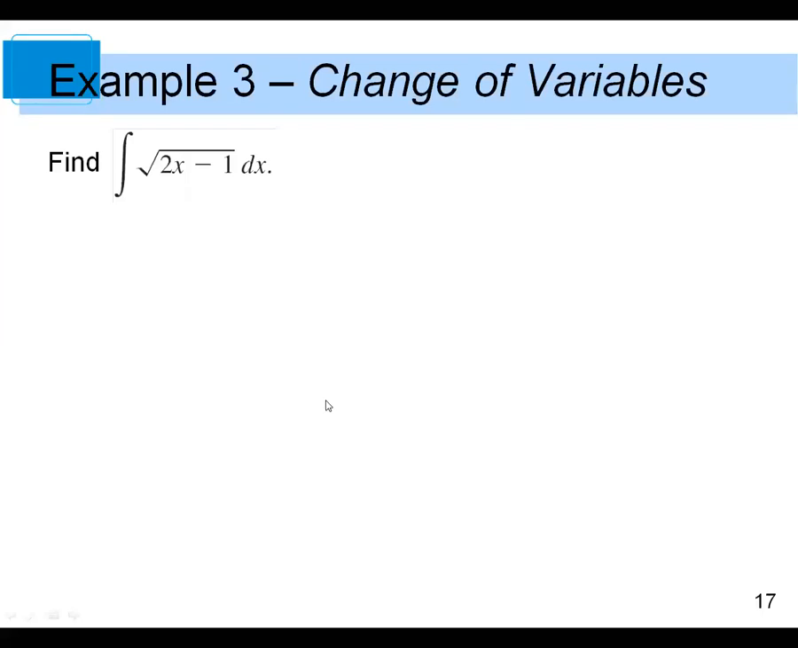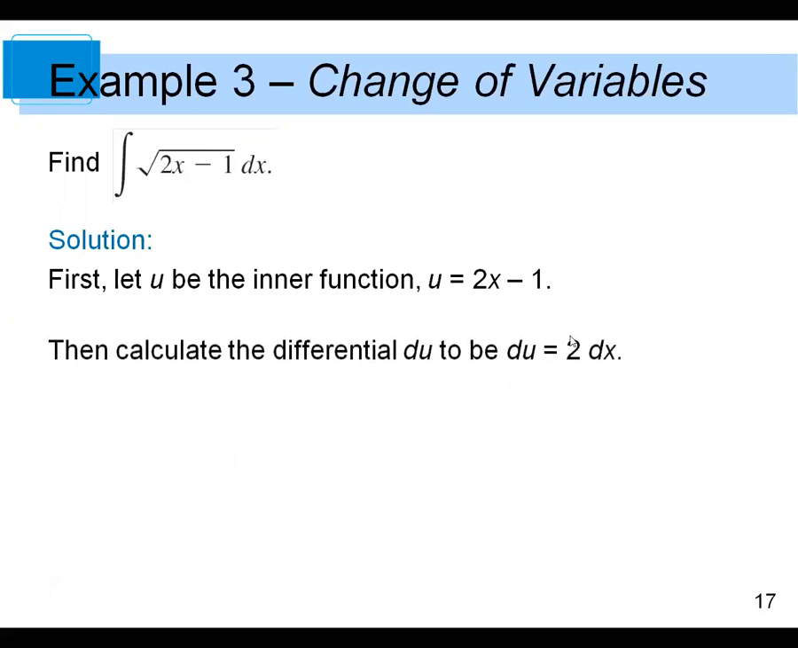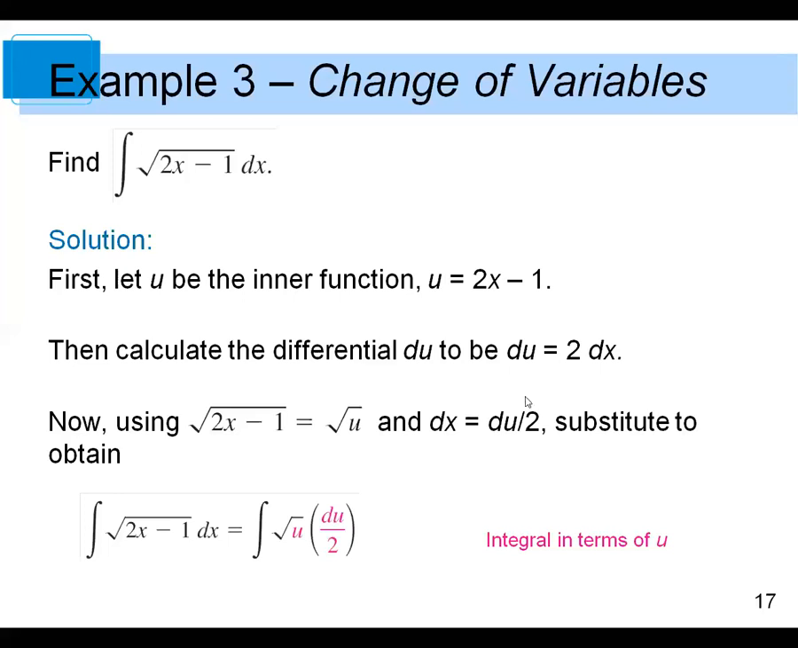Let's find the integral of the square root of 2x minus 1. Well, first, you have an inside here, so let u equal 2x minus 1. And then calculate the differential du. So if I take the derivative of that, it would just be du equals 2 dx. Okay, so du is going to substitute 2 dx. Well, there's a dx here, but not a 2. So what do we do? Well, you can divide both sides by 2 and get dx equals du over 2.